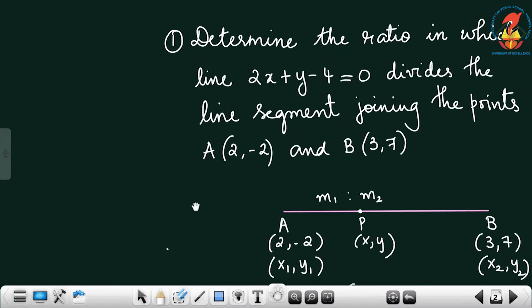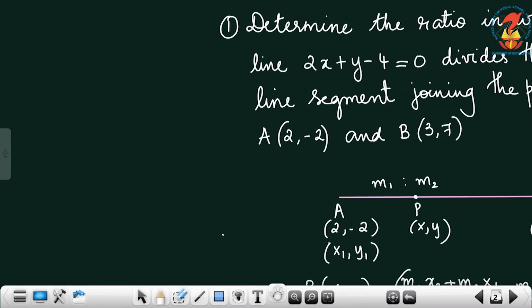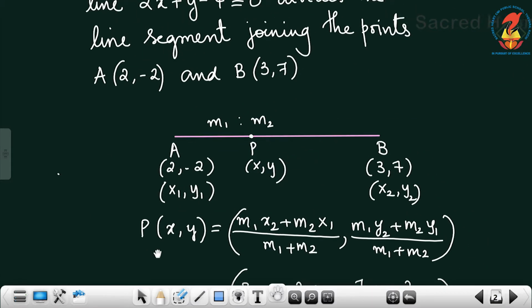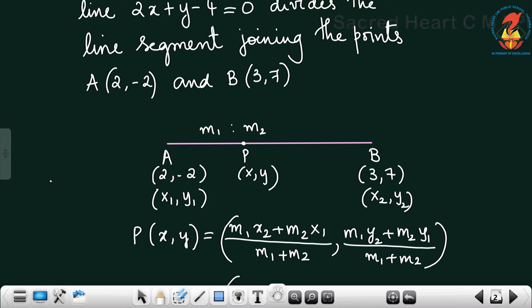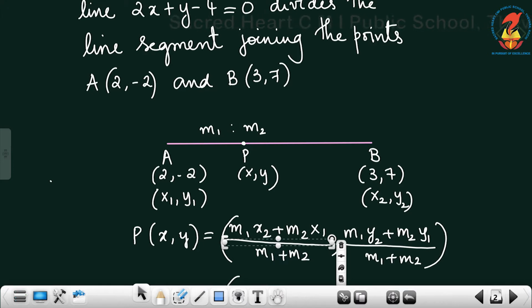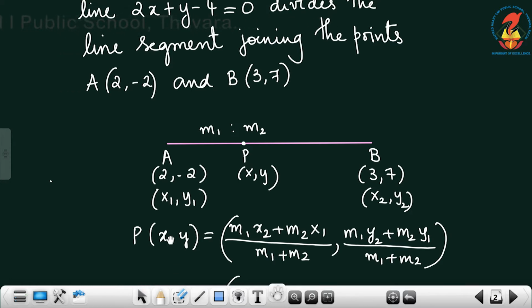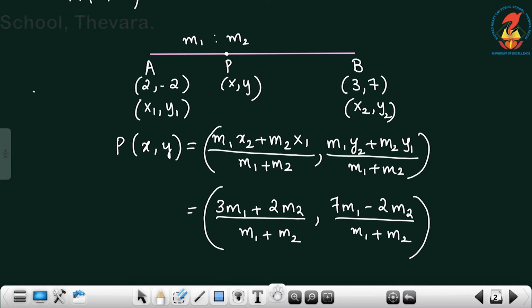Children, what is the section formula? To find the point P(x, y), we use the section formula. Ordered pair m1 x2 plus m2 x1 by m1 plus m2, m1 y2 plus m2 y1 by m1 plus m2. Substitute your x1, x2, y1, y2 and then you will get the point as 3m1 plus 2m2 by m1 plus m2, 7m1 minus 2m2 by m1 plus m2. So these are the ordered pairs of x and y. Okay.